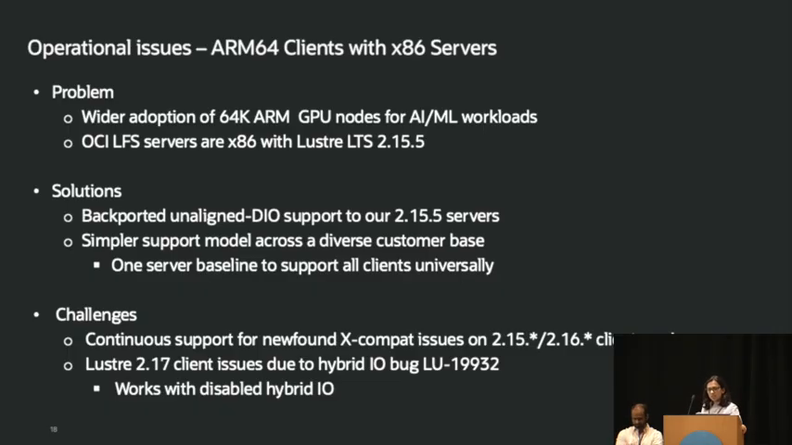But we were running Lustre LTS 2.15.5. And along with these strategic customers, we have a diverse customer base, right? Running different Lustre client versions. So OCI as of now is not handing out the Lustre client builds. Customers can choose what version they want to use and what kind of nodes they want, x86, 64K ARM or 4K ARM or whatever, right?